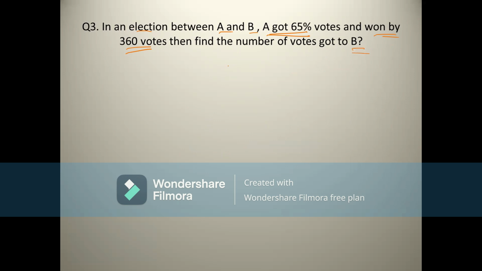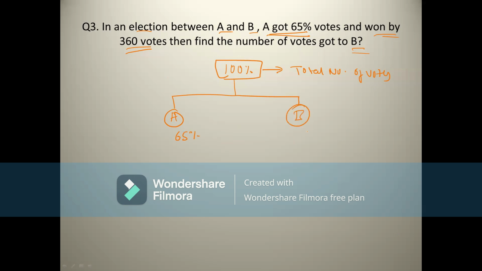Here also you have to do the same. The total number of votes will be 100%. If the total number of votes is 100%, then A got 65%. So what percent will B get? B will get the remaining, that will be 45%. Yes, not 45, it will be 35.